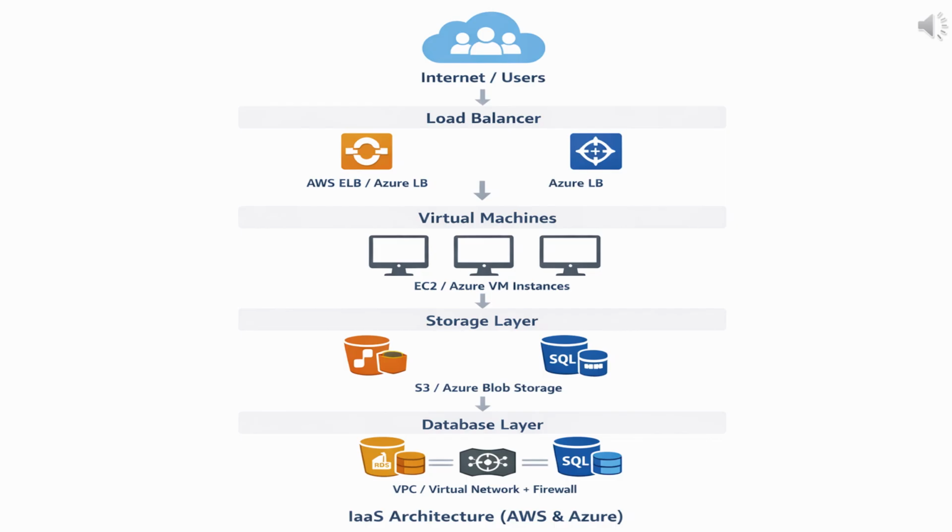In summary, IaaS provides complete infrastructure including servers, storage, databases, and networking in the cloud. This helps companies reduce cost, scale easily, and manage systems efficiently.